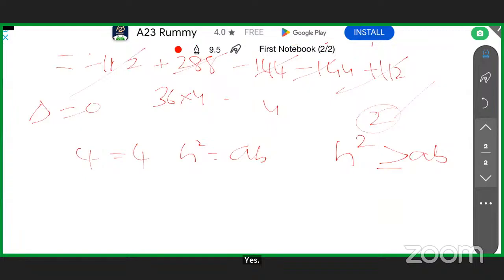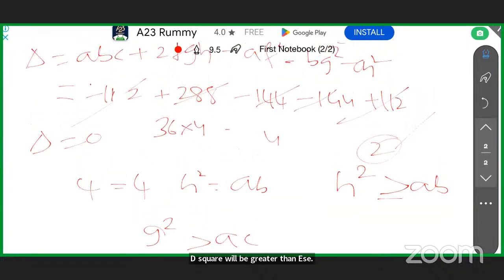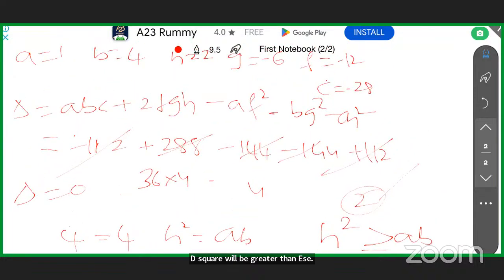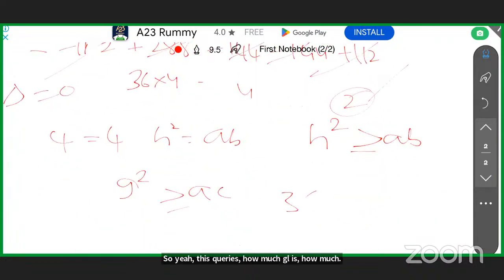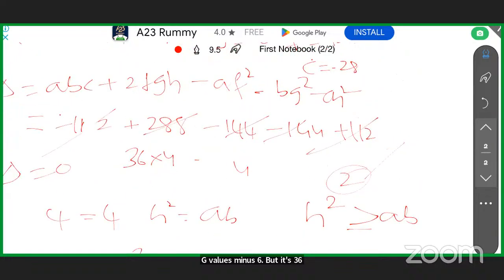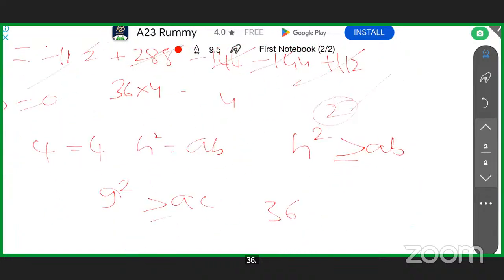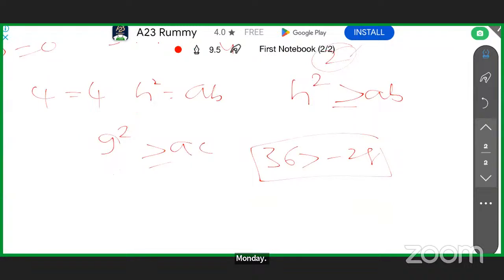We'll find out whether G square is greater than or equal to AC. So G square is how much? G value is minus 6, so that is 36. AC is 1 into minus 28. So see here, G square is greater than AC, so it is satisfying this condition. Therefore, it is a straight line. What type of straight line? A simple pair of lines. Therefore, the locus is a pair of straight lines.